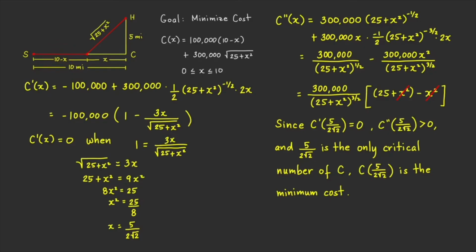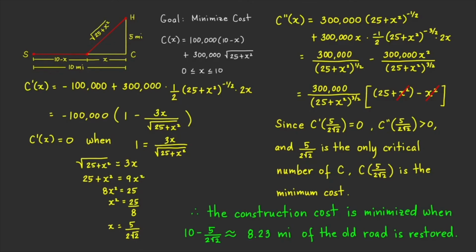So therefore our final answer will be the construction cost is minimized when this 10 minus x, so we found already the x, so that is 10 minus 5 over 2 square root of 2. This is approximately equal to 8.23 miles of the old road is restored. So therefore, we need to restore here 8.23 miles and then construct a new road from that point to the hospital to obtain the minimum construction cost.